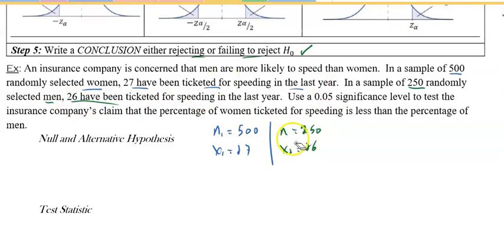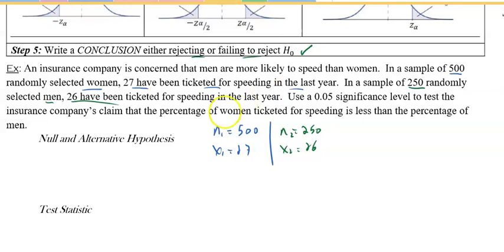Well, you could make a lot of arguments. You could say, look, in 500 women, 27 were ticketed. In 250, half of them, almost the same amount of men were ticketed. Of course they speed up. Well, we don't make that call. We're going to use statistics and support or reject based on the null hypothesis.